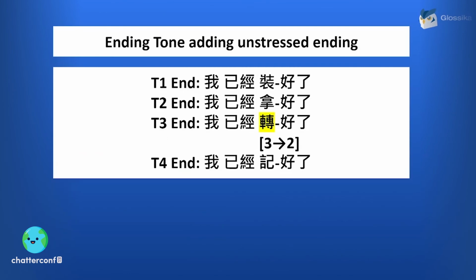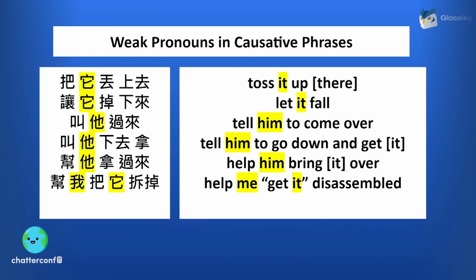Okay, another way to practice is by contrasting the first, second, third, and fourth tone near the end of the sentence where you're going to be adding an unstressed ending. So 我已经装好了，我已经拿好了，我已经转好了. So your third tone has to change to a second tone here. So 我已经转好了，我已经记好了. All right, so weak pronouns in causative phrases.